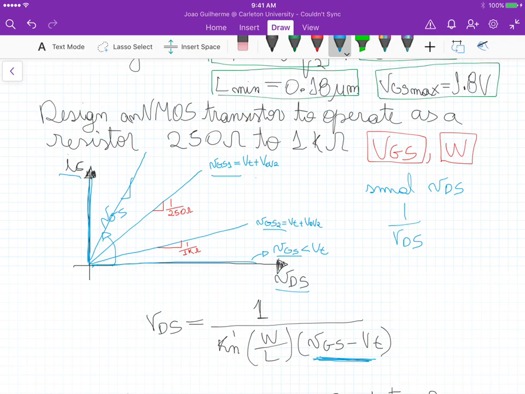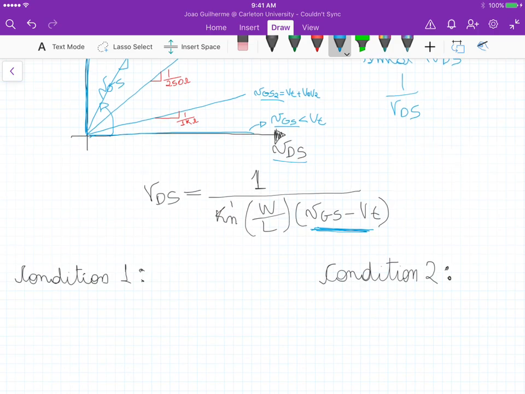So in this design, we have to use this equation for the drain-source resistance, which is 1 over the process transconductance times the aspect ratio times the overdrive voltage. We want to make W and L as small as possible, and we need to choose VGS to achieve those values of resistance.